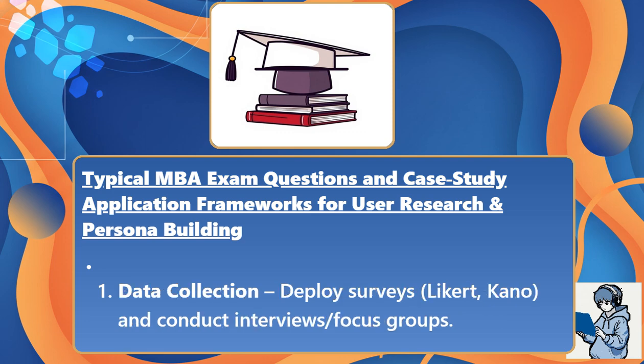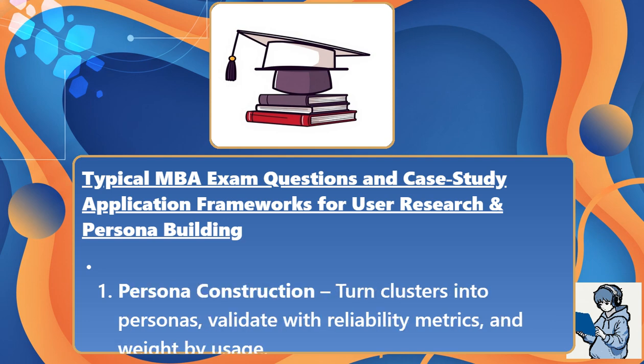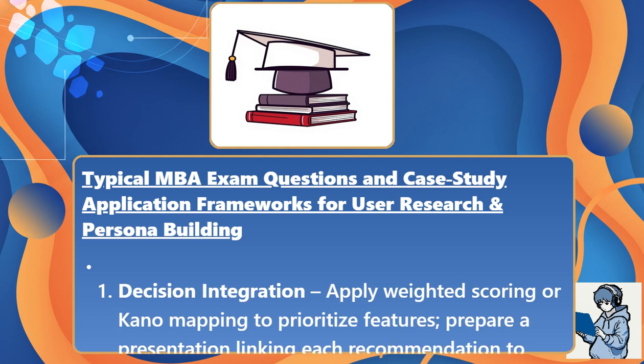Number 4, data collection: deploy surveys (Likert, Kano) and conduct interviews and focus groups. Number 5, data analysis: run descriptive statistics, regression and factor analysis, thematic coding, and clustering. Number 6, persona construction: turn clusters into personas, validate with reliability metrics, and weight by usage. Number 7, decision integration: apply weighted scoring or Kano mapping to prioritize features and prepare a presentation linking each recommendation to persona evidence.